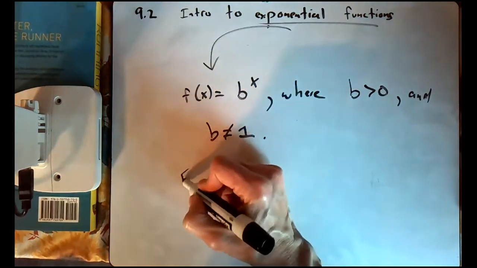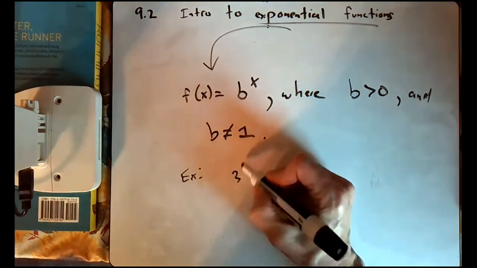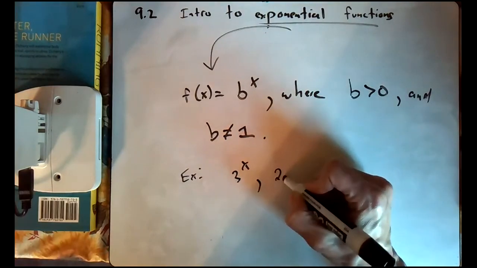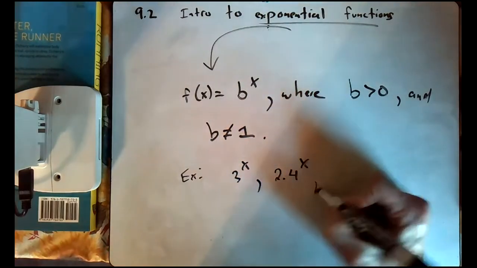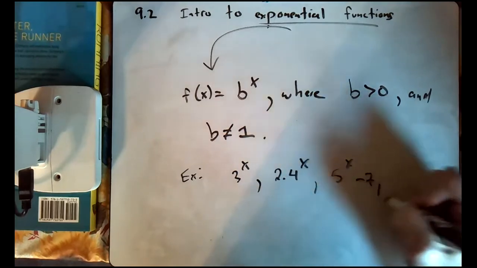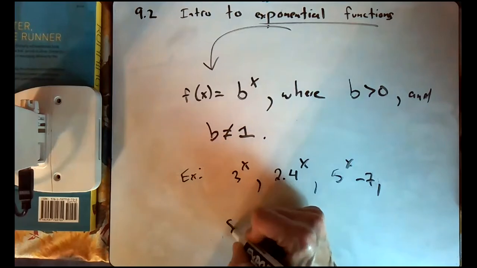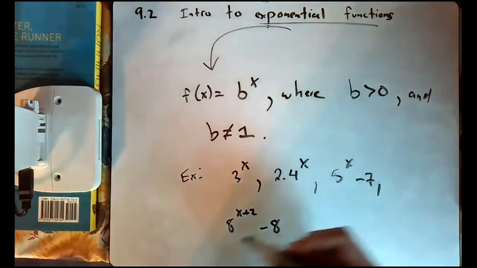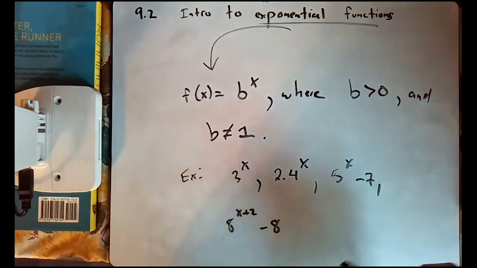So an example of that could be like 3 to the x, right? Or you could even have 2.4 to the x, or you could have 5 to the x minus 7, or even say 8 to the x plus 2 minus 8, like that. These are all examples of exponential functions.